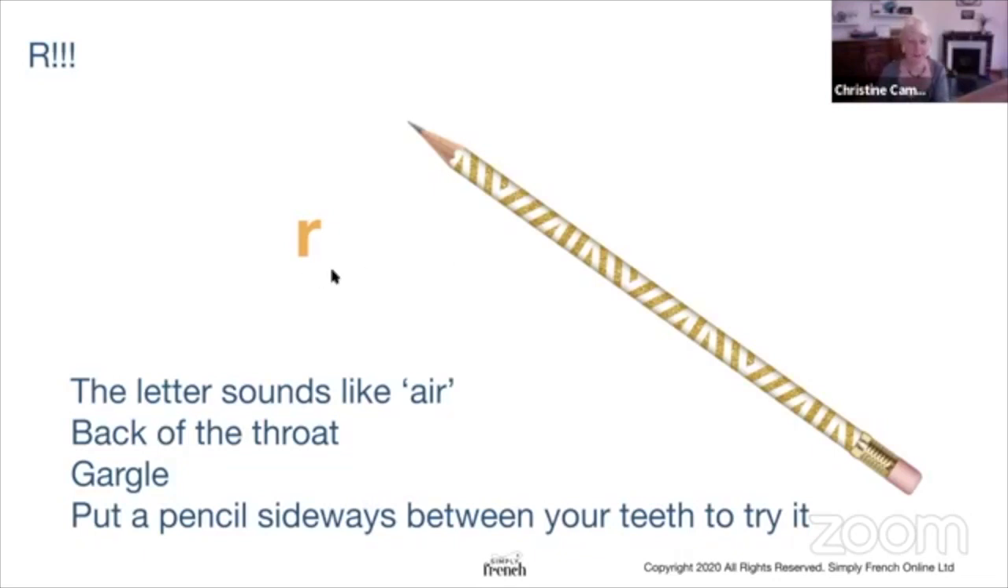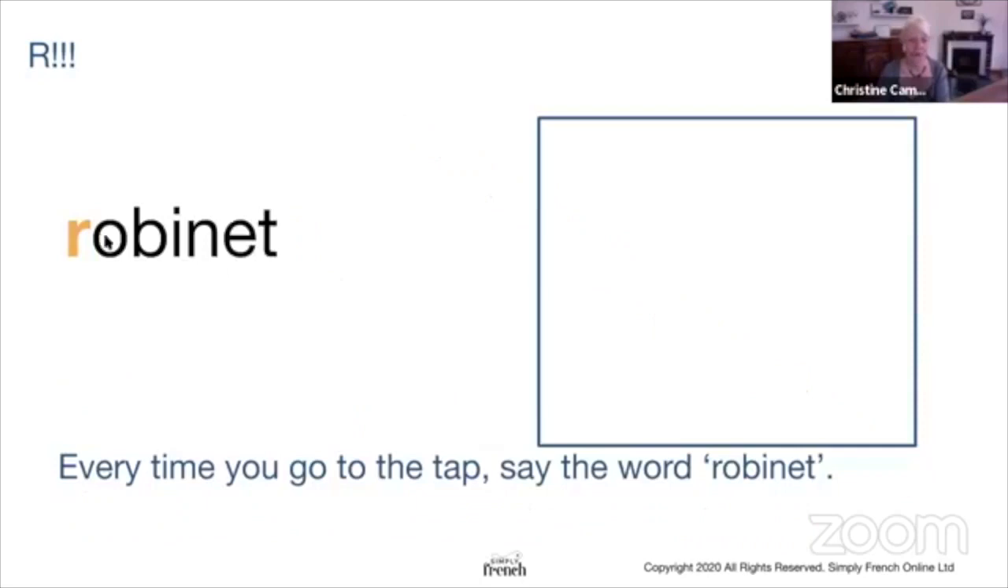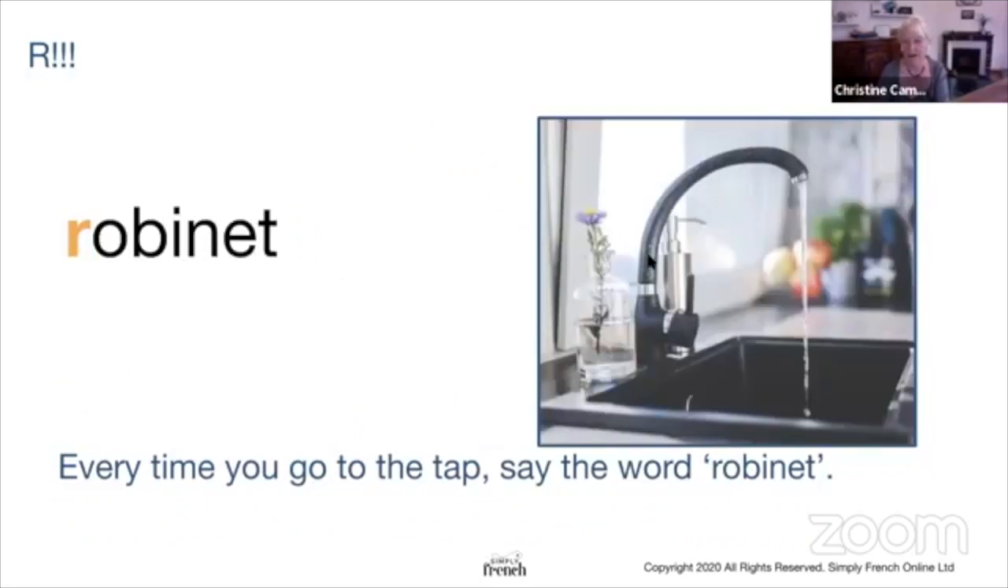R. And here's a word for a hook. This is a robinet, a faucet, a tap, a robinet. Now, every time you go to the tap, say the word robinet until it comes much more naturally. Don't beat yourself up if you're not perfect. We're English. We're making a big difference to our pronunciation already.